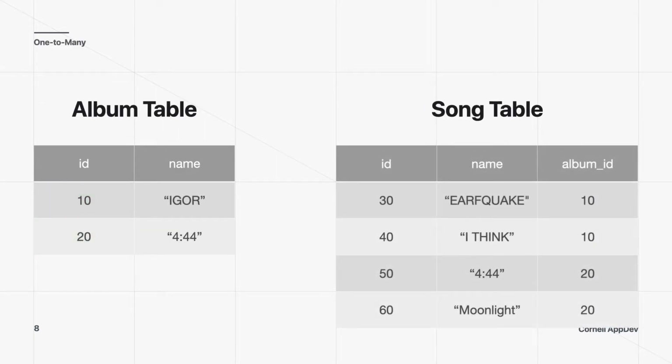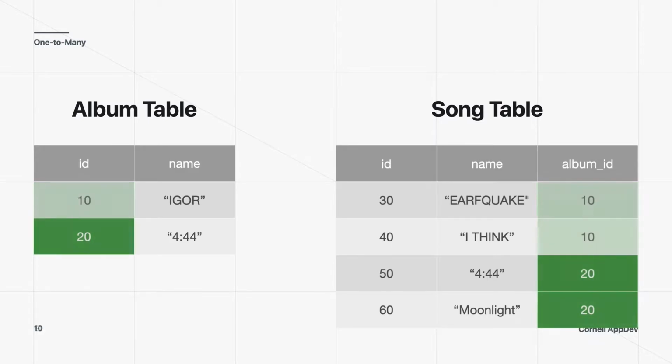And this is our one-to-many example where you have lots of songs for an album, but you don't have lots of albums for a song. So that's why it's one-to-many.